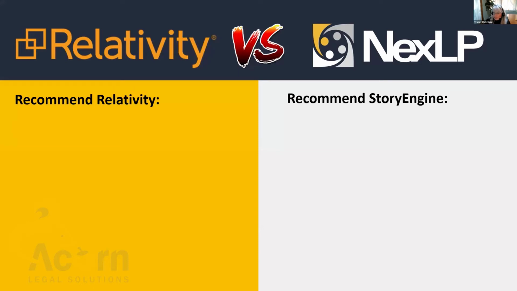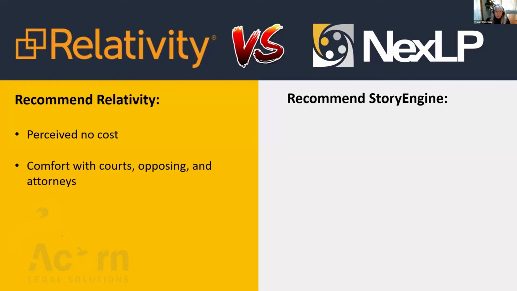Now, NextLP has had coverage queue for a long time, and it's still our preferred prediction model. It gives you more accurate results more quickly, but both Relativity and StoryEngine, NextLP, are available to you. With Relativity, there's perceived to be no cost because it's built into your hosting charges. More courts, opposing counsels, and attorneys are comfortable with it because the name's been around for a long time. And if you're planning to have eyeballs on everything, it's really a win-win situation with Relativity.